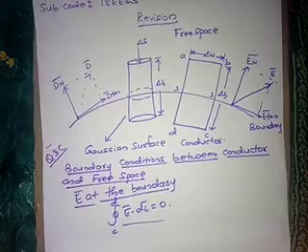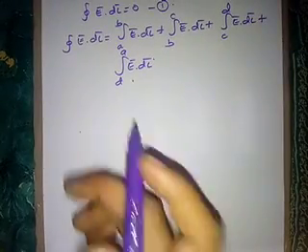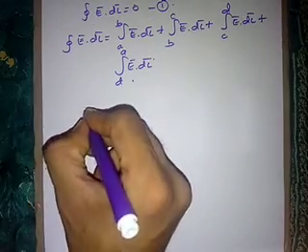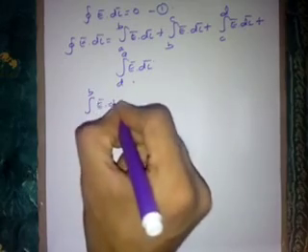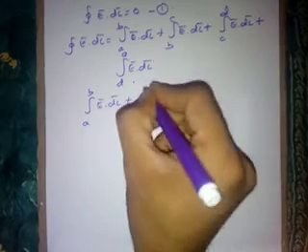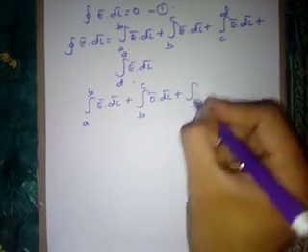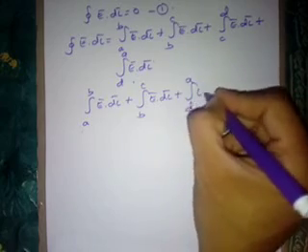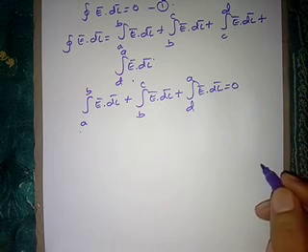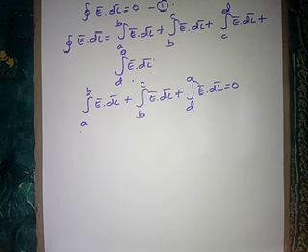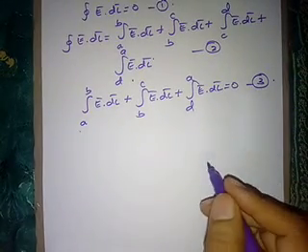So the only integral that will be existing is integral A to B E bar dot dl bar plus integral B to C E bar dot dl bar plus integral D to A E bar dot dl bar. This is equal to 0. Fine. Let us consider this as equation 2 and this as equation 3.